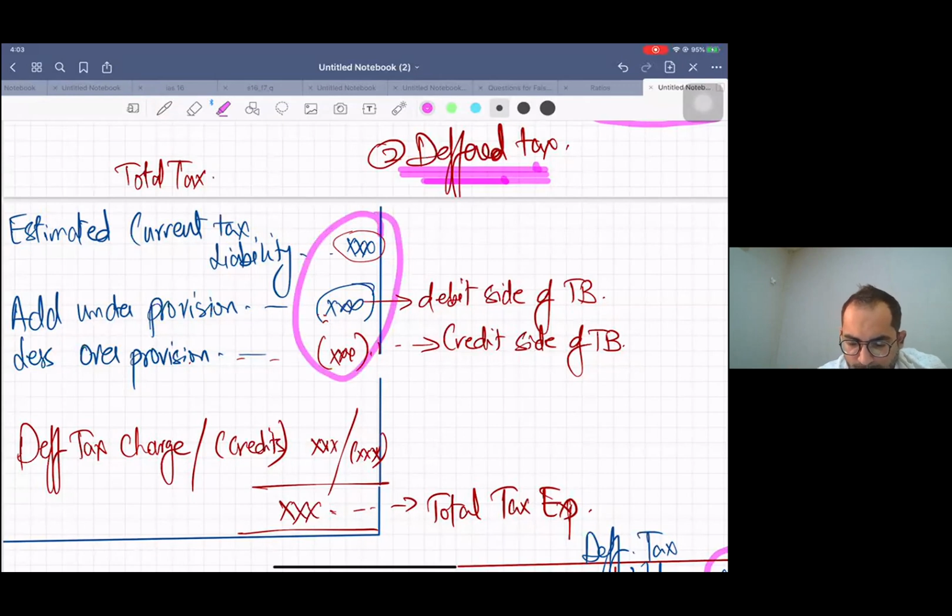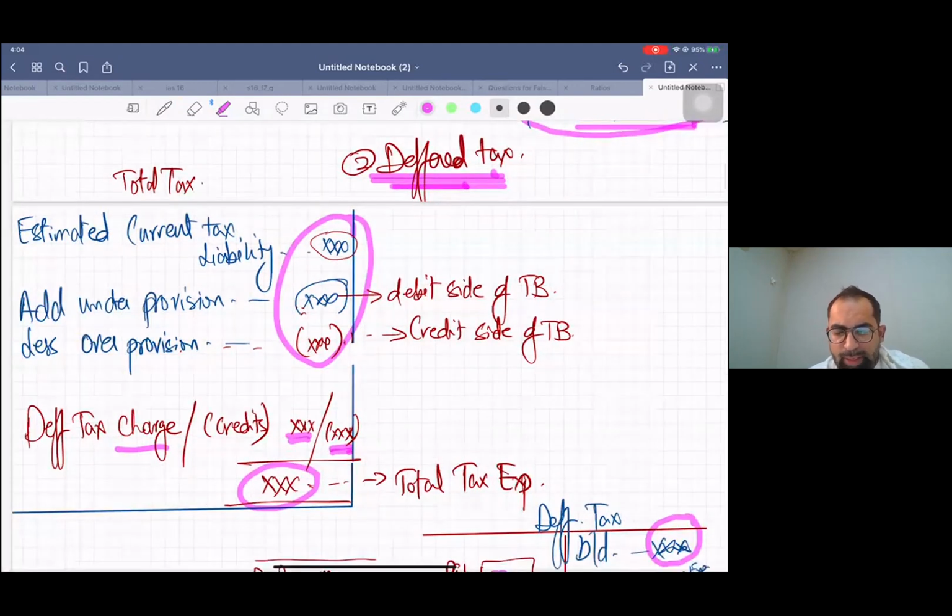Now, for deferred tax, if you get a deferred tax charge, you need to add it, and if you get deferred tax credits, you need to subtract it. Finally you will get your total tax expense.